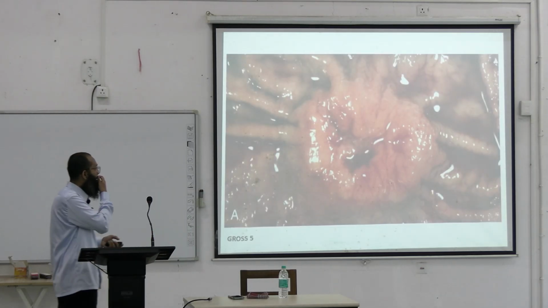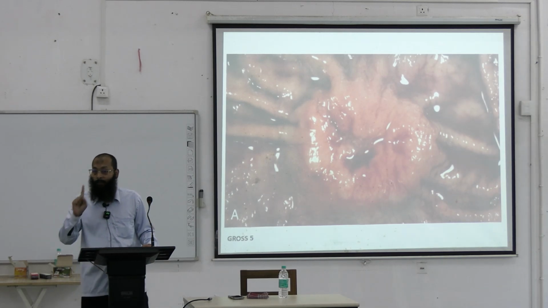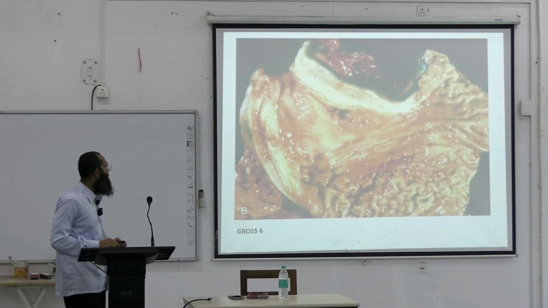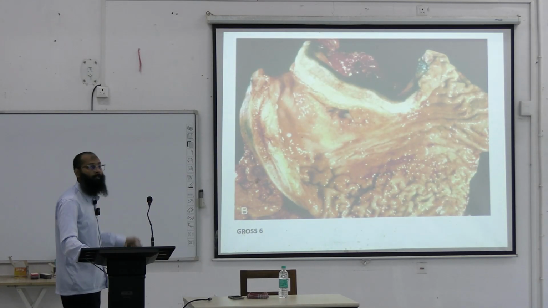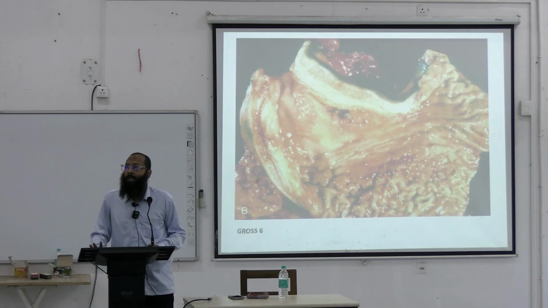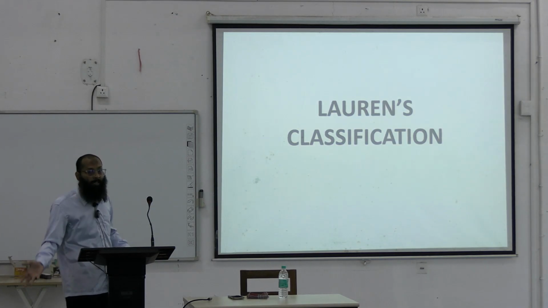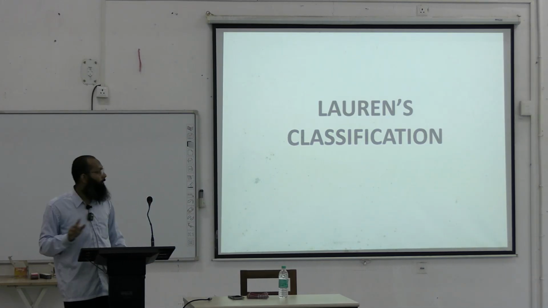This is type 3 of Borrmann's classification. Remember, you have to say Borrmann's classification. This one is type 4, yes. Walls are thickened. Okay? Clear to all? Now there is another classification system, the Lauren classification system.